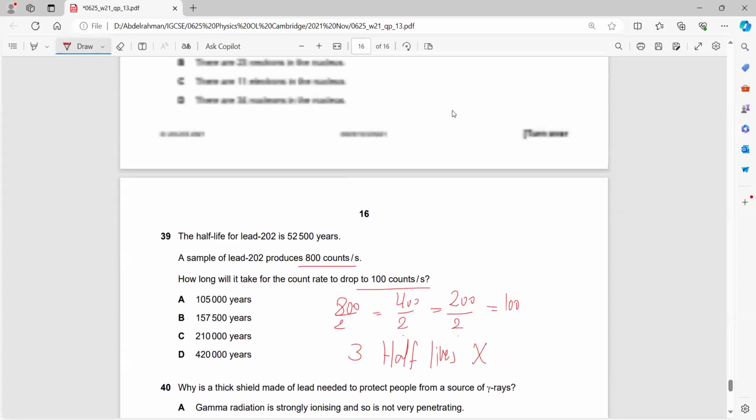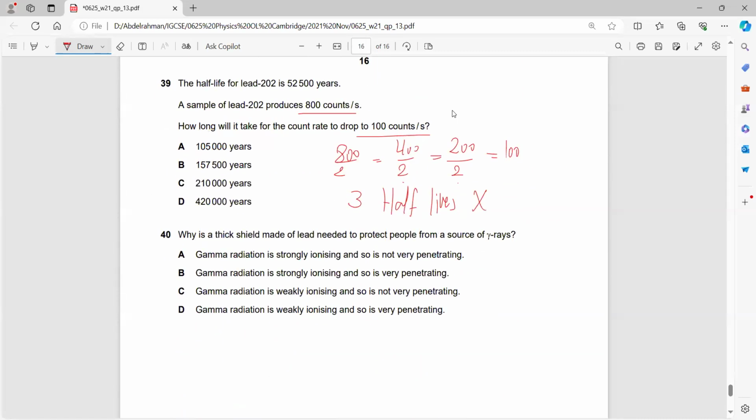Three half-lives times each half-life. 38 was A. Each half-life was 52,500 years. So you just multiply 3 times 52,500. This would be 157,500 years. Very simply multiply 3 half-lives by 52,500 years.